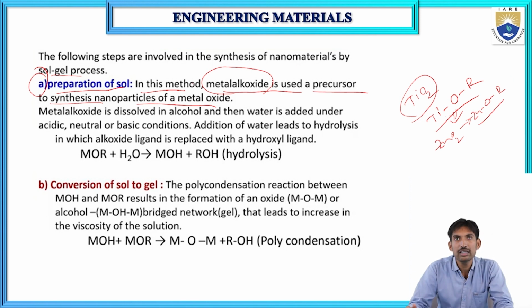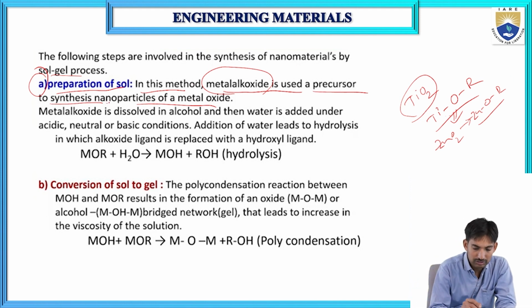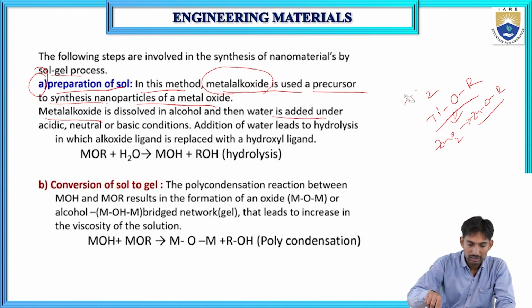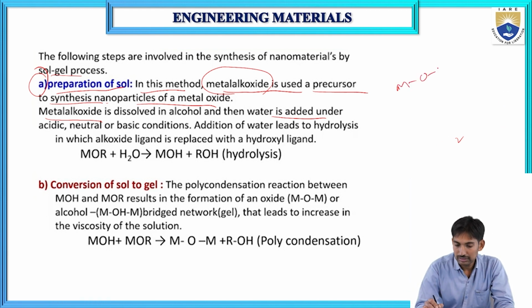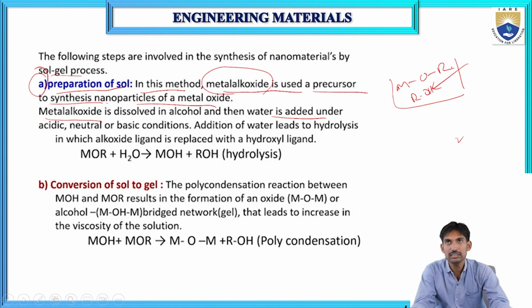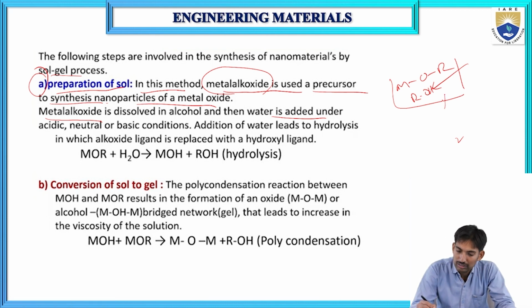In this method, metal alkoxide is used as a precursor to synthesize the nanoparticles. The metal alkoxide is dissolved in alcohol, and then water is added under acidic, neutral or basic condition. First we dissolve this metal alkoxide precursor in alcohol, and then we add water. Any of the conditions can be used.